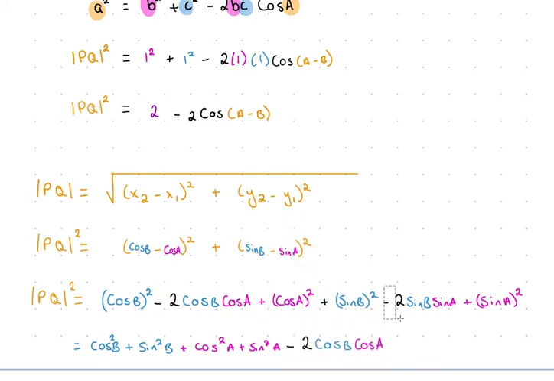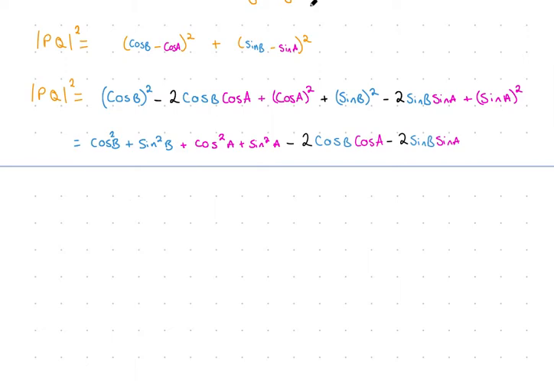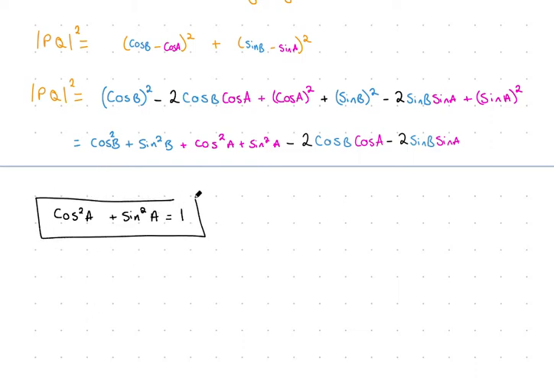And I'm also going to have minus 2 sine b sine a. So I'm going to bring that down. Now, there is a rule that deals with cos squared of an angle and sine squared of an angle. The rule that we're using is that if we have cos squared of an angle plus sine squared of an angle, that is the equivalent of having 1. So every time that I have a cos squared of an angle and sine squared of the same angle, I can replace that with 1. And that's exactly what I'm going to do with these guys.